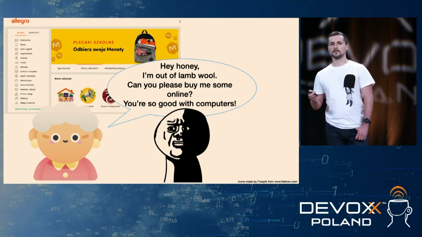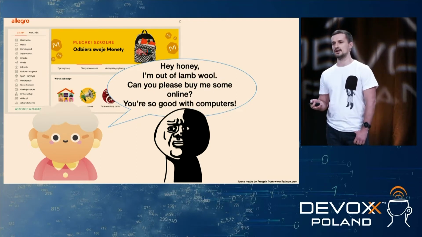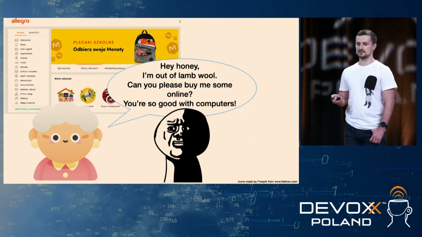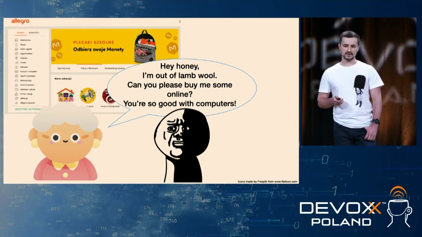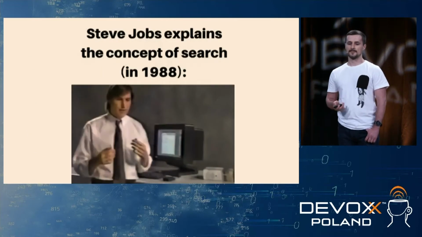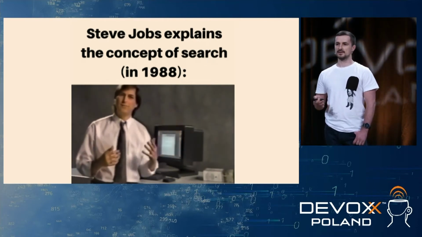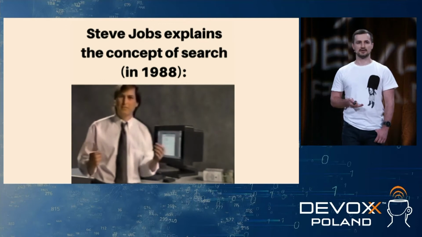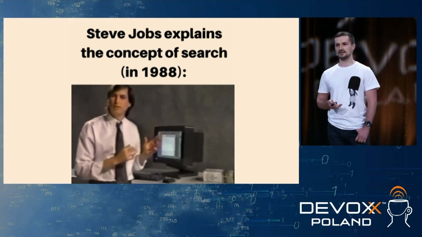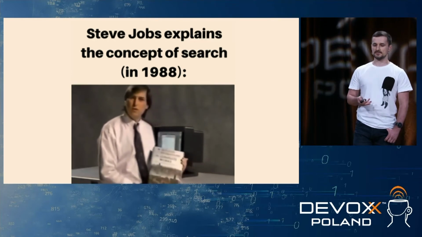And basically, this is the thing with the internet right now. There's just too much information, and we wouldn't be able to navigate through it without proper search. And people actually knew that a long time ago. So I found this video on YouTube with Steve Jobs explaining search. It seems like nothing fancy, but if you look at the date, it's 1988, and it's 10 years before Google was founded. So it's pretty impressive, actually.